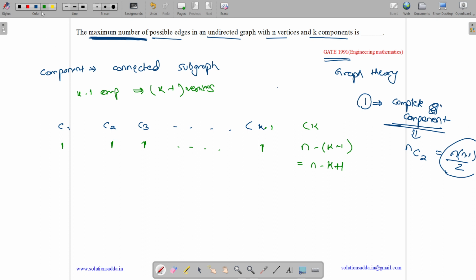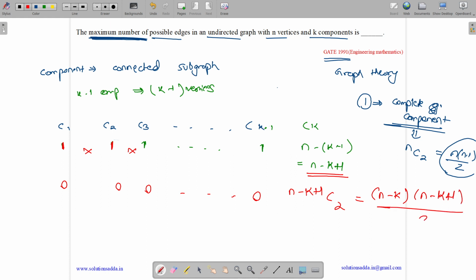As we do not have edges between two components, there can be no edges between any two components. But within a component we can have edges, but with one vertex we can't have any edge. So we have 0 edges over here, 0 edges over here, 0 edges over here, 0 edges over here. But with these many vertices, how many edges do we have? We have n minus k plus 1 C2, which is equal to (n minus k) into (n minus k plus 1) by 2 edges, as we want to make this component a complete component.